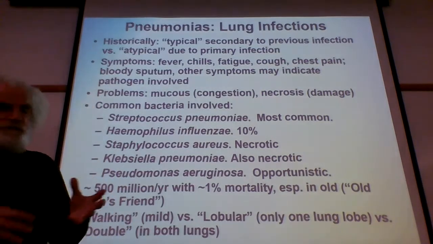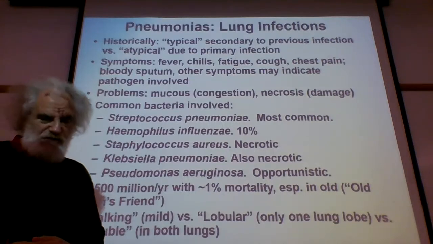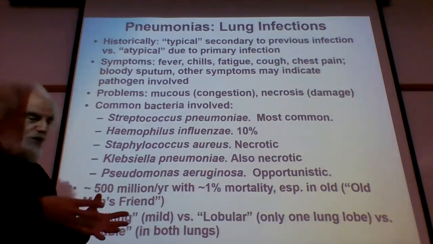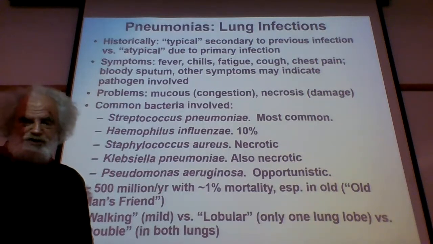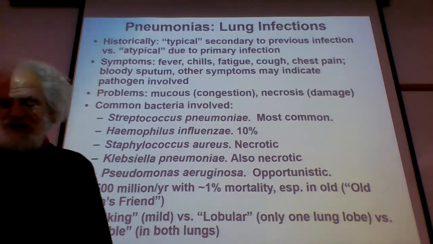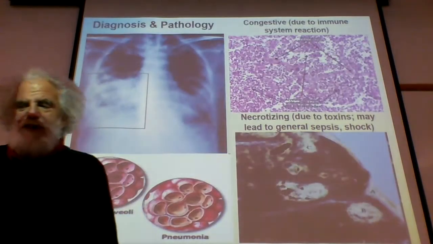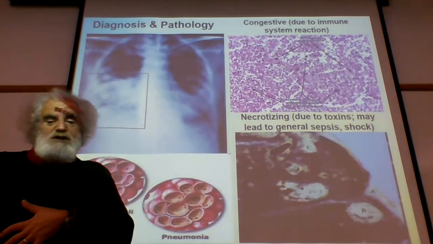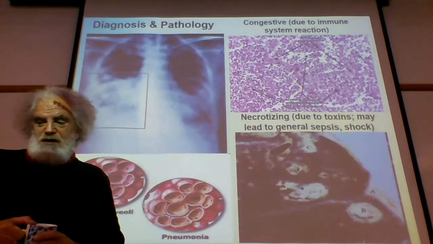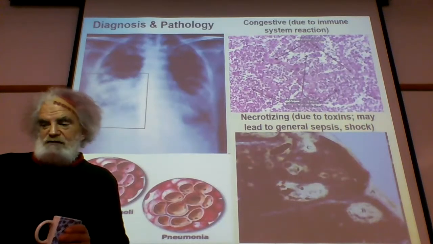You then have one lobe of the lung growing significantly infected versus double pneumonia, in which you've got both lobes showing fairly high signs of bacterial infection. So the diagnosis and pathology, you begin to see fluid accumulation in the lungs. This is what's causing the inability to breathe effectively.